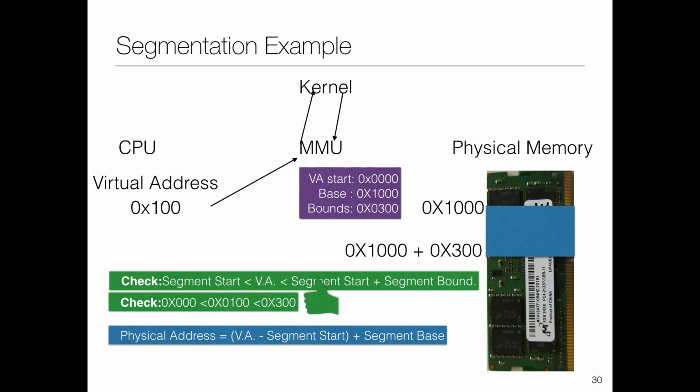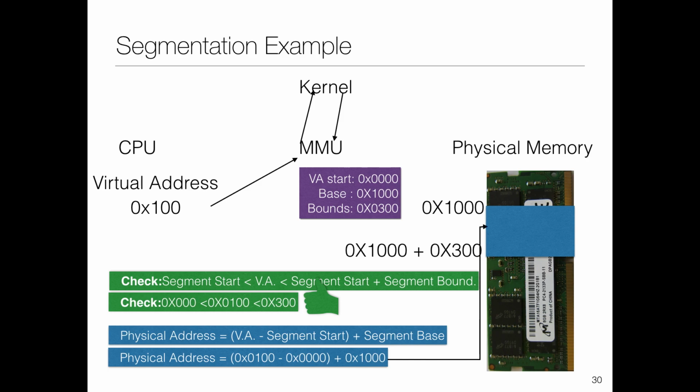The second part is, once you've done a check, you do a translation. The translation formula is virtual address minus the segment start plus the segment base. So you get a simple one-to-one mapping. 0x100 minus the segment start, 0x000, plus the segment base, 0x1000. Clear to everyone till this point of time? And then you go to that particular location, you get that access.